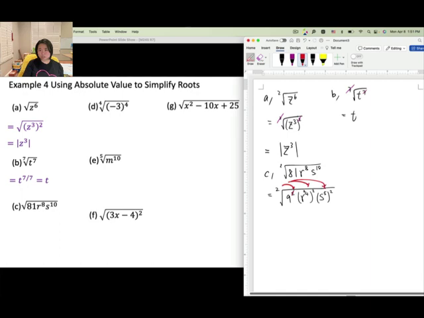So you could cancel out, and cancel out with this 2. Final answer, I left with 9, r to the power of 4th, s to the power of 5th, okay? But since this is an even number, I'm gonna put the absolute value.